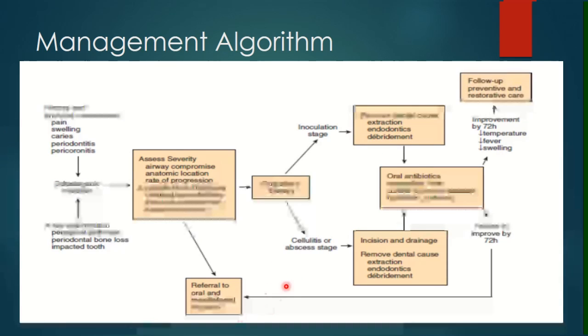If it's cellulitis or abscess, we have to do the incision and drainage, I&D, and remove the dental cause. So what makes the difference between this point and this point? Here we don't have an abscess, here we do have an abscess. So in addition to extraction or root canal or debridement, we have to do incision and drainage.